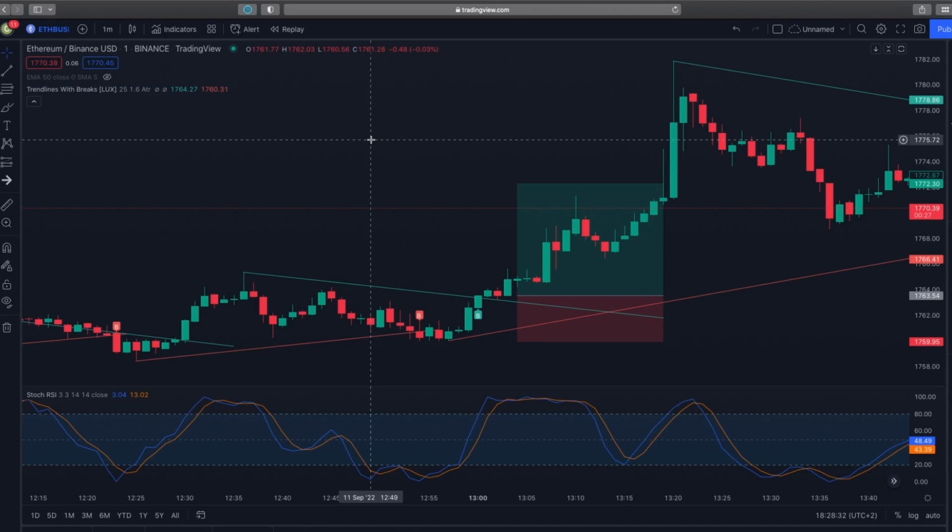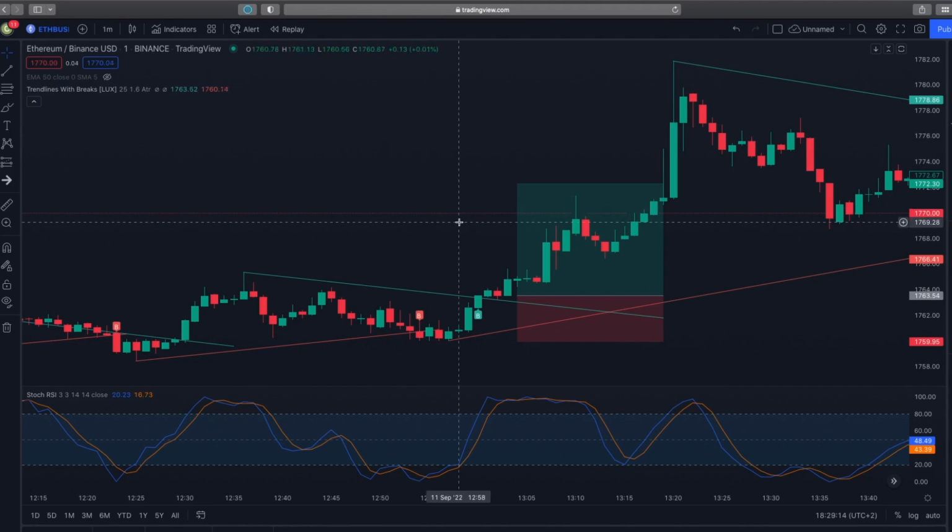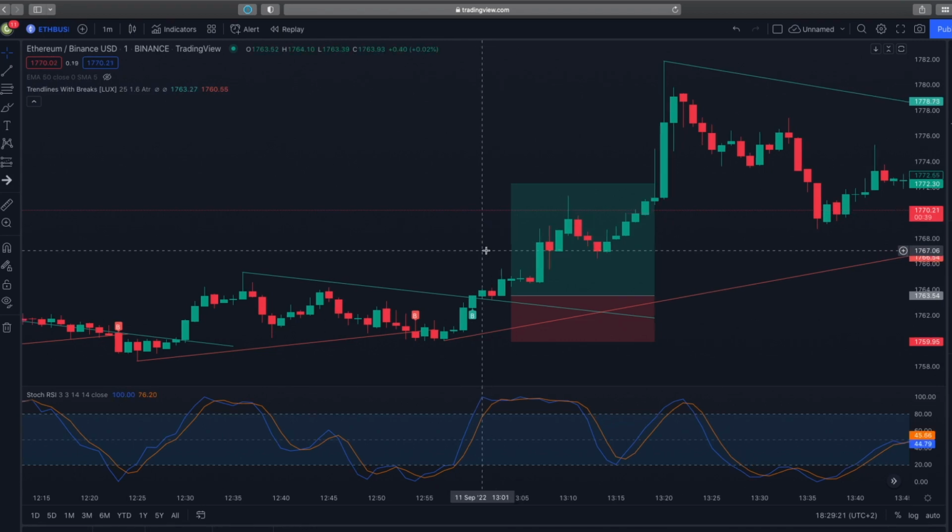But always backtest any strategies that you want to try out with real money, just in case the asset that you want to trade behaves differently. My asset of choice is Ethereum, and I'm going to be showing you how to use this strategy on 1 minute time frame. And I'm using 1 minute time frame for one very important reason. It's very easy to spot momentum in lower time frames.